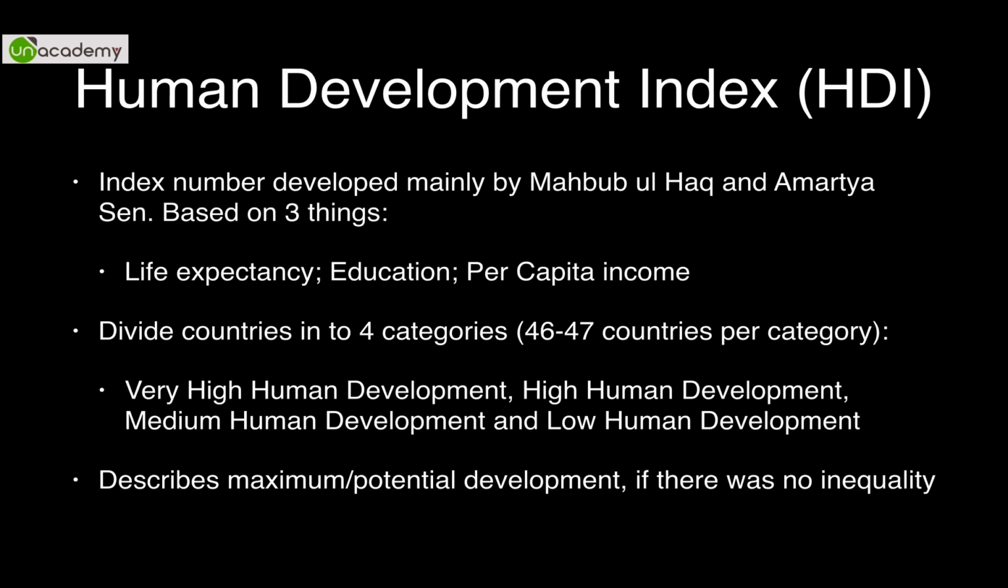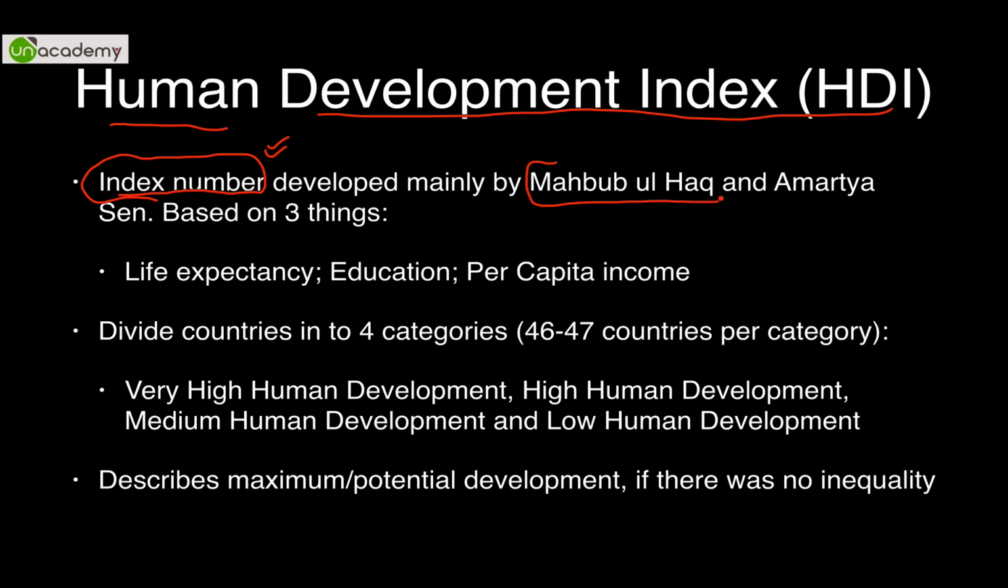Human Development Index, HDI. Okay, so basically it is an index number. So what is an index number? You need certain parameters for a number to develop, then it is called an index number. It was developed mainly by Mahbub ul Haq. He is a Pakistani economist, a very renowned man, and obviously Amartya Sen, we know him because he is an Indian economist, Nobel laureate in the late 1990s.